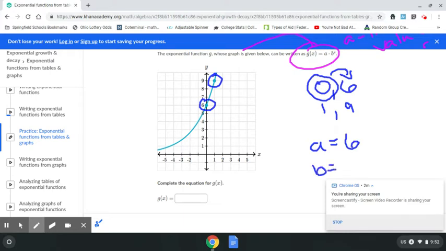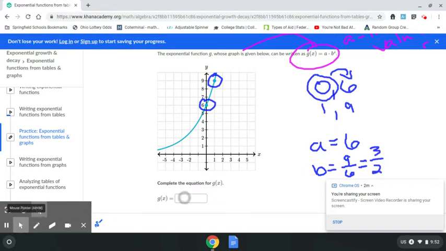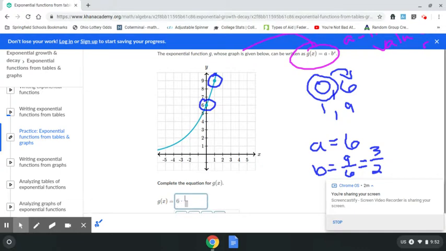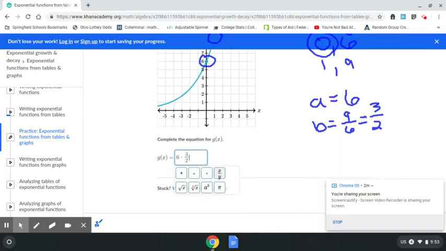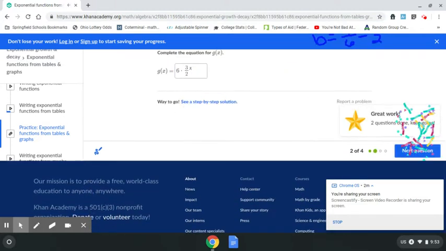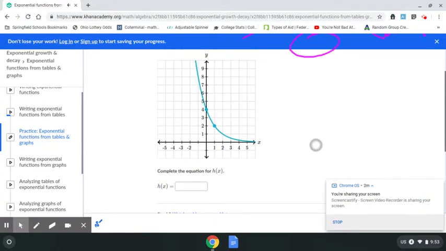For b, we take the value. In this case, it's increasing. Take the value at 1, divide it by the value at 0, and we get 9 over 6, which simplifies into 3 over 2, or 1.5. So I take these two things, I plug them into the equation. So over here, g of x equals initial value, which is 6, times, take my fraction out, 3 over 2. I need to raise that to the x power. And let's check it out. All right. Feeling good.